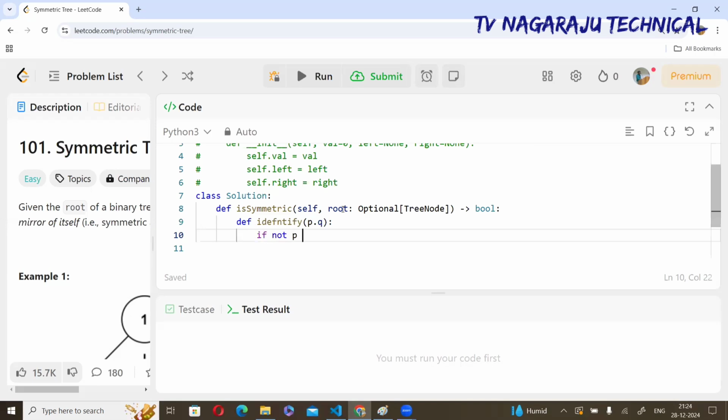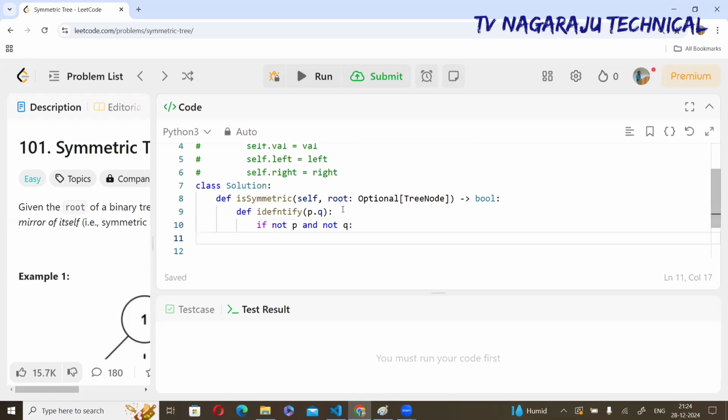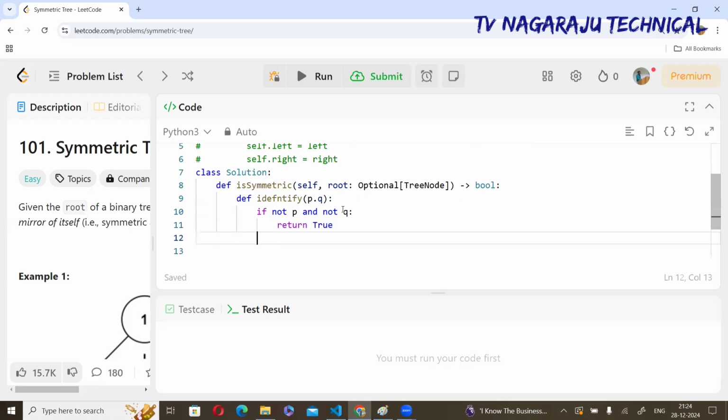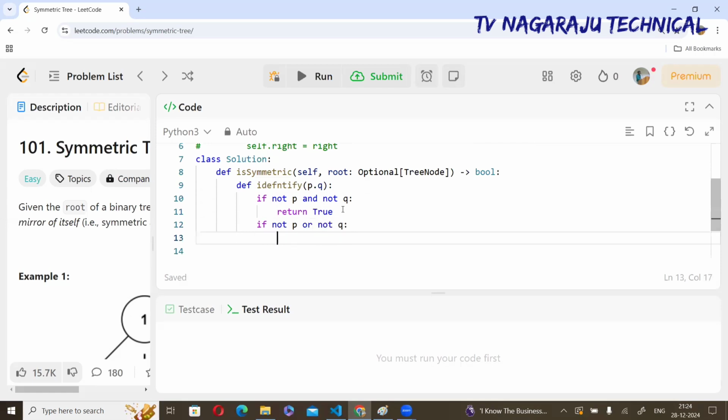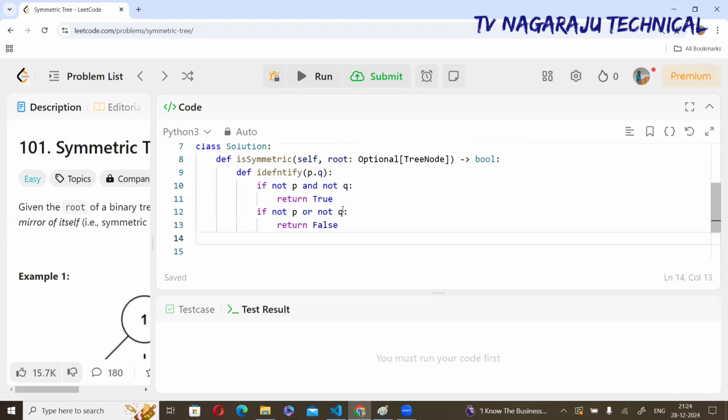Suppose I pass them: if not p and not q, obviously not p means p does not consist of any element, and similarly q also does not consist of any element, return true. If not p or not q, return false. Okay, the same logic we wrote in the same tree also.